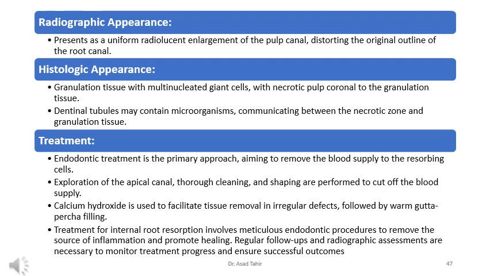Treatment. Endodontic treatment is the primary approach, aiming to remove the blood supply to the resorbing cells. Exploration of the apical canal, thorough cleaning, and shaping are performed to cut off the blood supply. Calcium hydroxide is used to facilitate tissue removal in irregular defects, followed by warm gutta-percha filling.